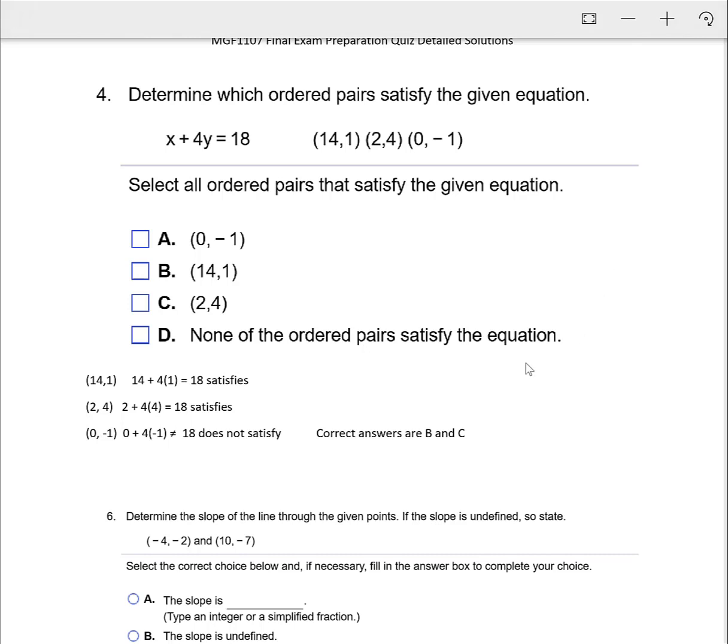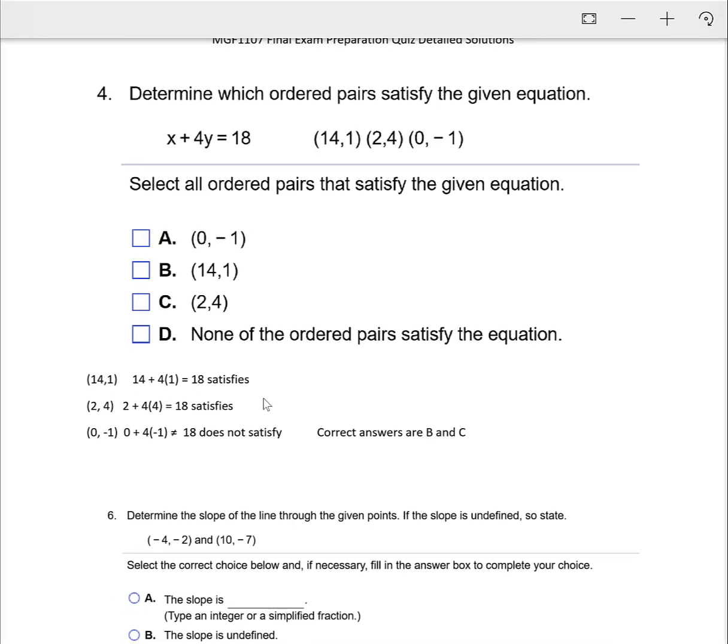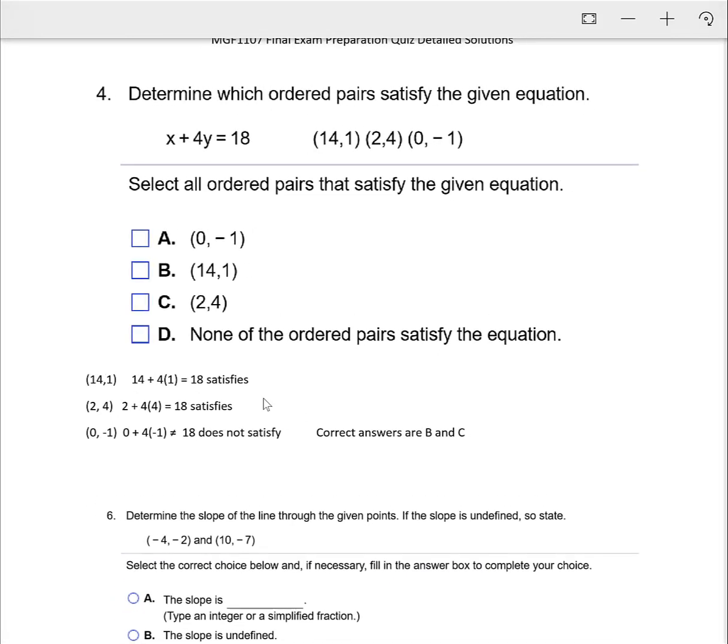So for the first point, (14, 1), I put it down here. So 14 plus 4 times 1 gives me 18. So that's a good answer. (14, 1) is correct. That's one answer. The second point, (2, 4), is also satisfying the equation. However, the third point, (0, -1), when I put that into the left side of the equation, I actually get -4, and that doesn't equal 18, so that's not a correct answer. So there's 2 answers for this, B and C.